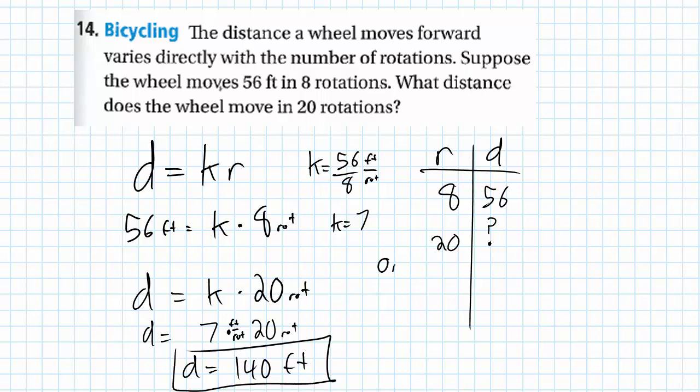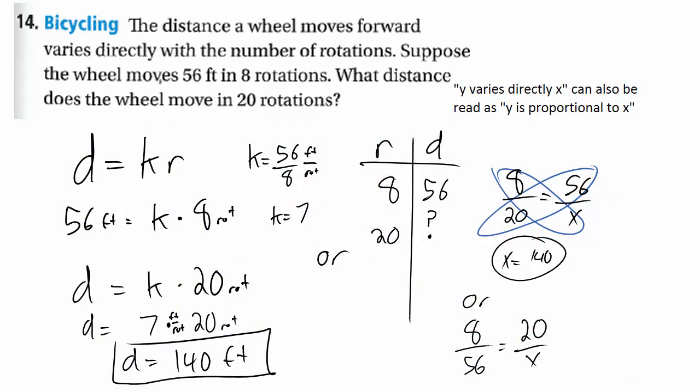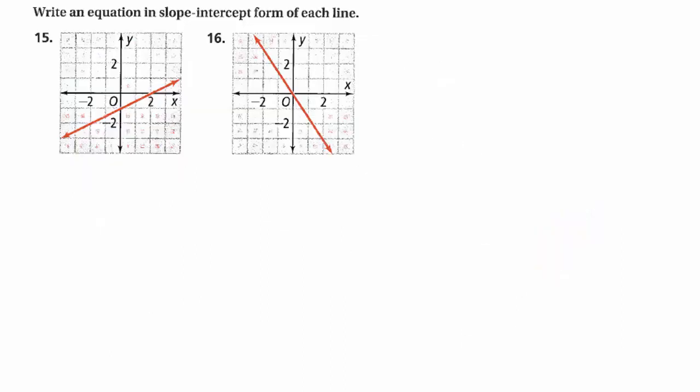So that's using the direct variation formula, but varying directly is the same as saying they're proportional. You could write a proportion to solve for these values right here. So here I'm going to write a proportion. I can write it this way, or I can write it the other way. Either way, if you cross multiply, you'll get an x value of 140. So it's helpful if you do a direct variation way. If you do it as a proportion, they're really the same method.